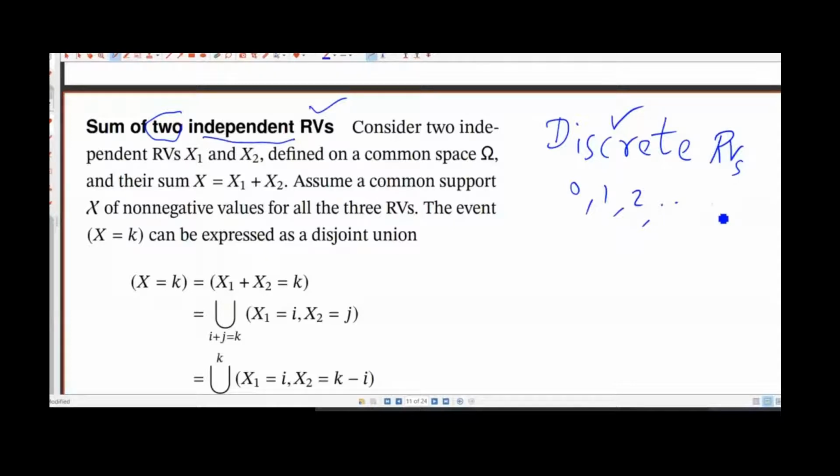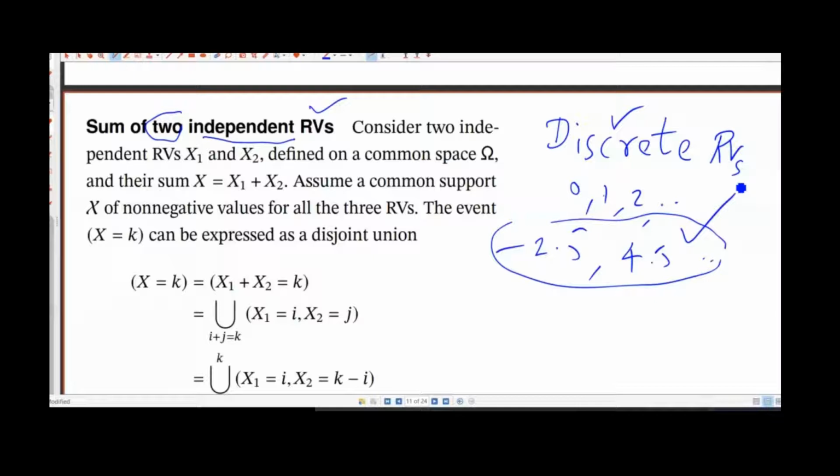I want to ask a question here. What if I have a discrete random variable which has values different from these positive integers? Let's say I have these values, for example, 2.5 or minus 2.5, 4.5. How can I make my PGF useful for that case? Can anyone give an idea? How can I bring it to nice values? What do I need?